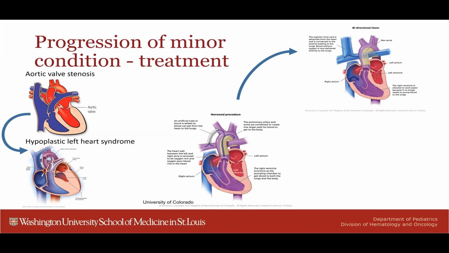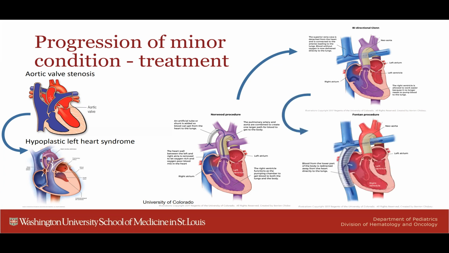And so this helps separate out oxygenated and deoxygenated blood a little bit more. And then finally, we get into the Fontan procedure, which really puts your circulation into a serial arrangement, where we begin by pumping blood into the systemic circulation, and then it comes back into the pulmonary circulation. And then after going through the pulmonary circulation, it returns to the heart.